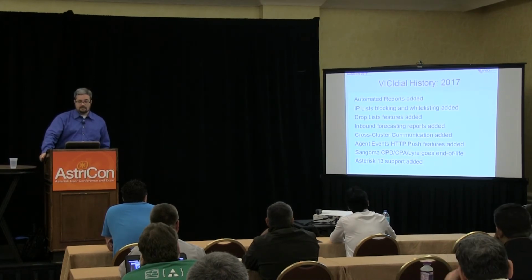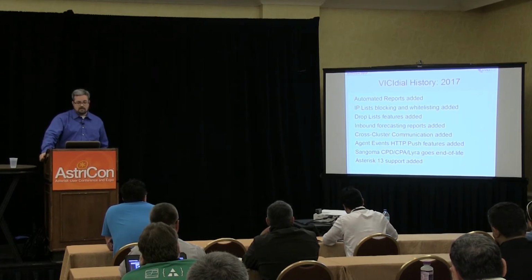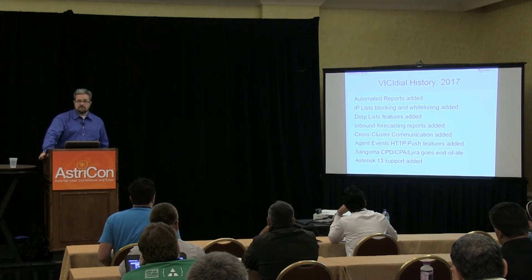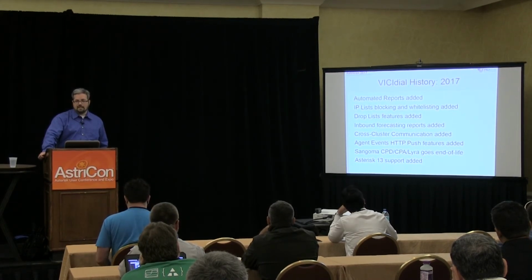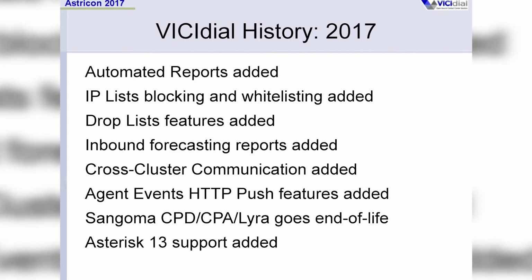This year, we've added a lot. Automated reports, allowing you to email or FTP reports at an automated schedule. IP list blocking, this is for the web only. This doesn't include the Asterisk side of things, but you can selectively, per user group, set up whitelisting for IP addresses. You could also do a blacklist system-wide. Drop list, which allows you to create new lists out of dropped calls across in-groups and outbound calls. We added an inbound forecasting report using the Erlang calculations.